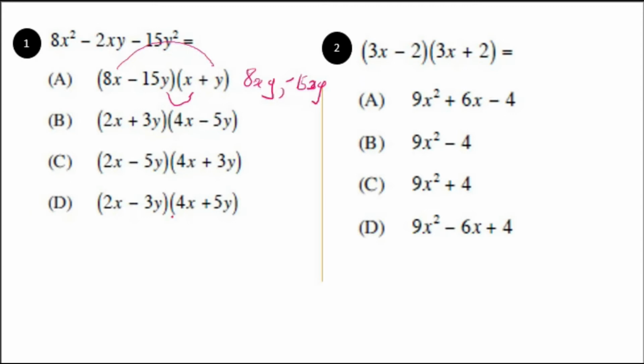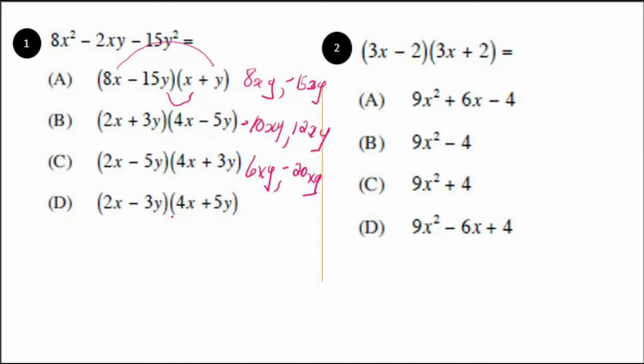2x times negative 5y give us negative 10xy. And 3y and 4x give us 12xy, which cannot give us a negative 2xy. The third one, C, we will get 2x times 3y give us 6xy, and negative 5y times 4x give us negative 20xy. That cannot give us the product.